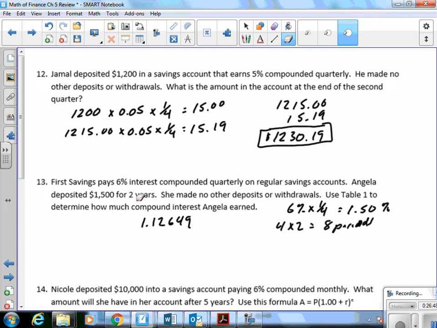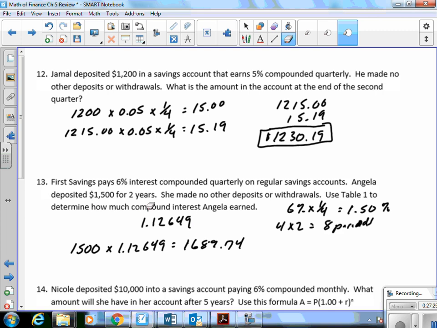And so once we've got that, then we take the amount in the account, 1,500, times the 1.12649. And simply multiply that through. I'm going to get 1689.74, which is the new amount in the account.